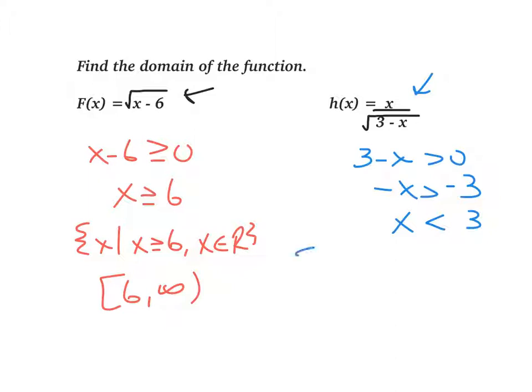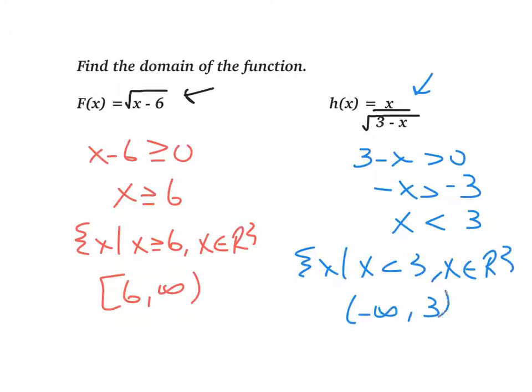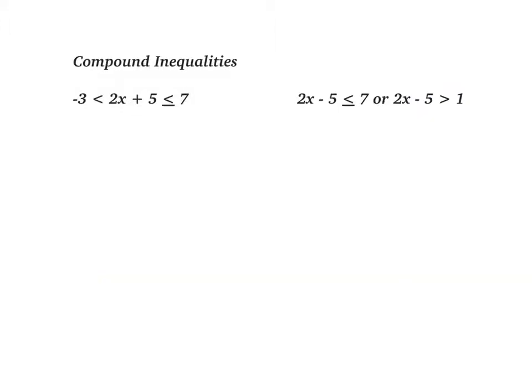So your domain is going to be all x, such that x is less than 3. And of course, x is reals. Or you could do this right here. You could go anything from negative infinity up to 3 would work if you like that notation better. And this is quicker. And if you want to start doing that, that is absolutely fine.